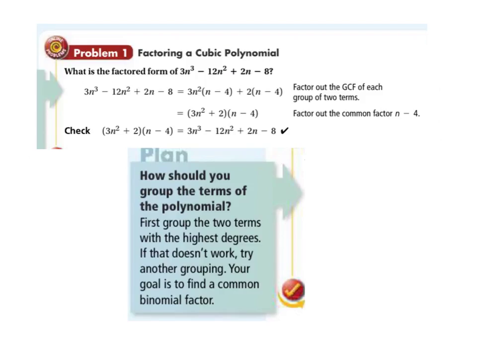So your first example: what is the factored form of 3n cubed minus 12n squared plus 2n minus 8? So again, put them in order. And by the way, here's the plan. First, group the terms with the highest degrees. If that doesn't work, try another grouping. Your goal is to find common binomial factors. So that's really where we're heading. And by now, you should certainly know what that means, right? Binomial factors, n minus 4, n minus 4. That was actually common in these two.